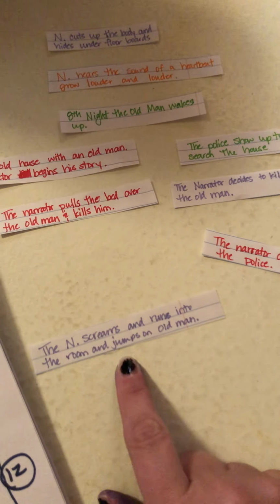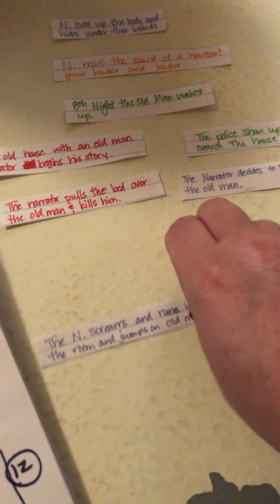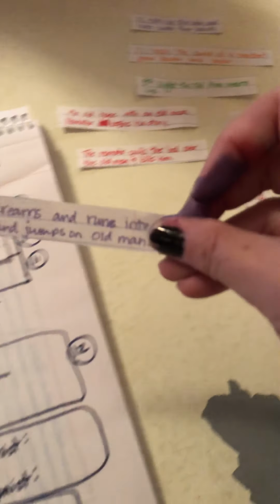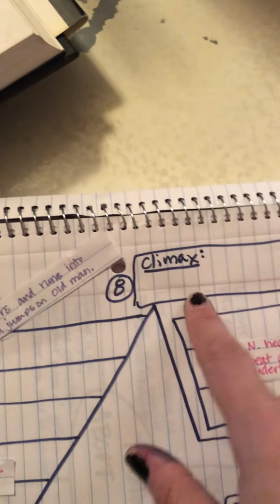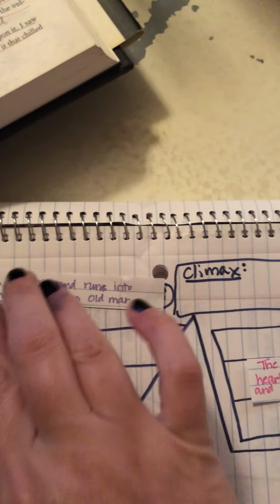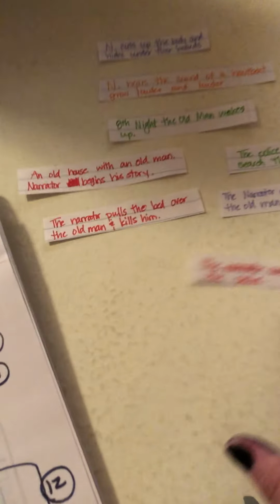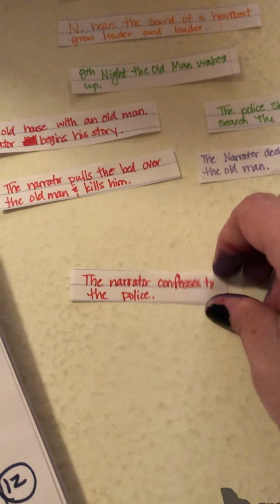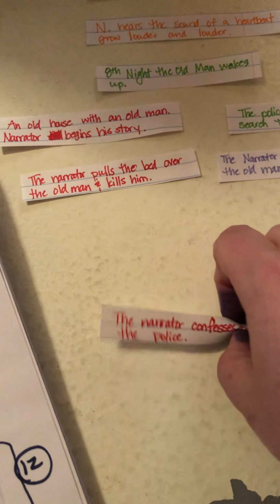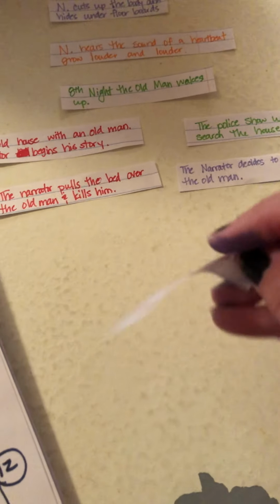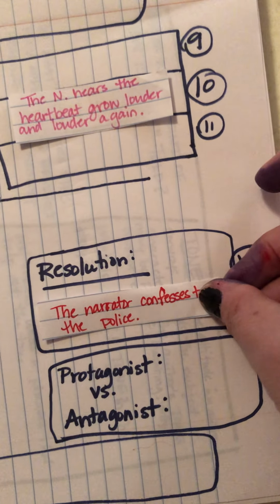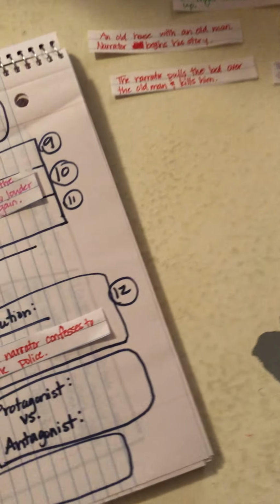It says the narrator screams and runs into the room and jumps on the old man. Well, that sounds like a big action. So it could be climax or it could be rise in action. So I'm just going to stick it right there for now. The narrator confesses to the police. Well, that's how everything ends up, right? That's the very end, when he says, villains, I admit the deed. So I'm going to put that over here on my resolution because I know that's the resolution. Tear up the boards. Here's the beating of his hideous heart, right?